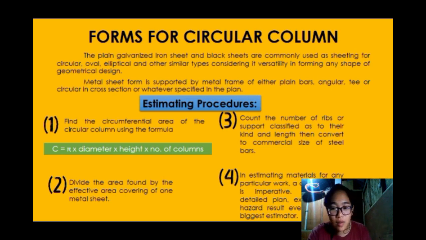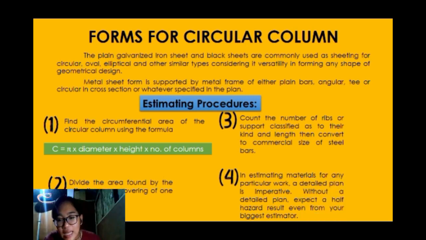So after makuha na to ato ang circumferential area, ato na siyang i-divide by the covering of one metal sheet, which is provided siya sa table later sa example. And for number 3 is to count the number of ribs or support classified as to their kind and length, then convert to commercial size of steel bars. And lastly, in estimating materials for any particular work, a detailed plan is imperative. Without a detailed plan, expect a haphazard result even from your best estimator.